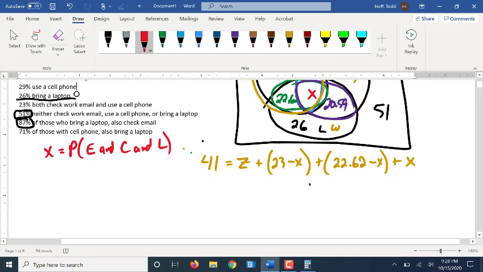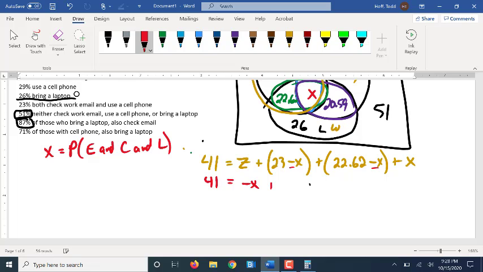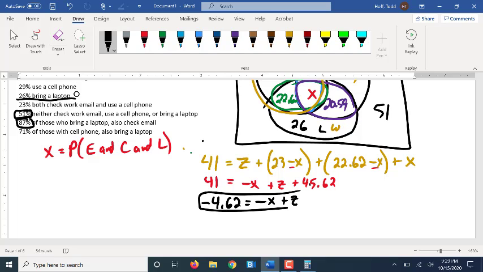That's going to simplify. 41 equals negative X, and positive X is a negative X, plus Z plus 45.62. If I subtract 45.62, I get negative 4.62 equals negative X plus Z. So that's going to be an equation that we're going to use in a system of equations.